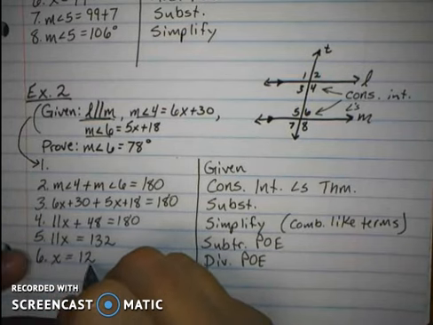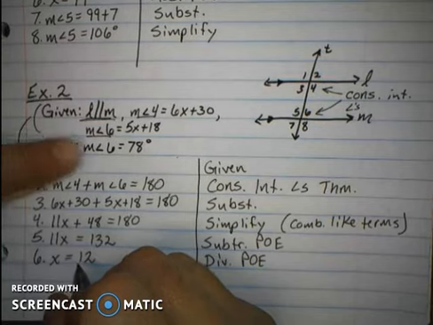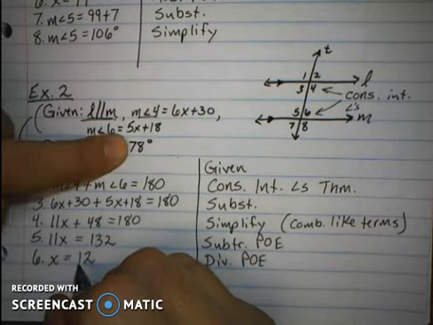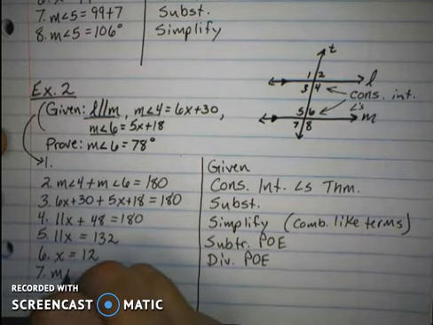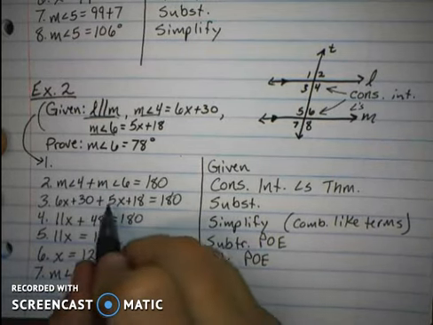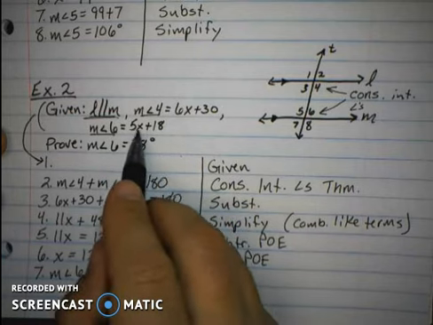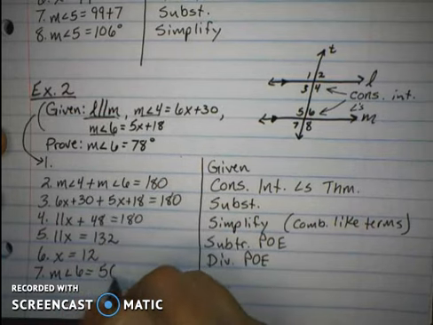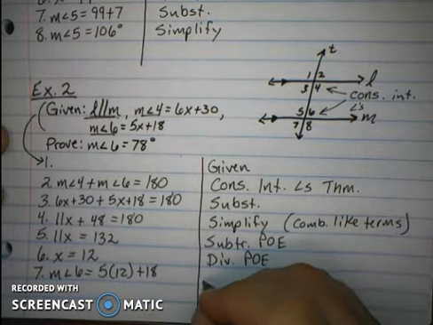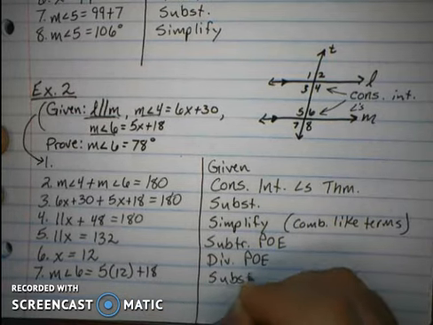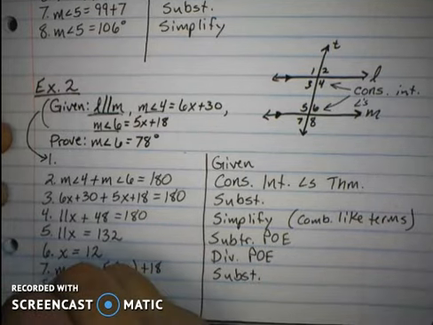Okay, again, that is not where we stop. We have to go back and plug it in to show that the measure of angle 6 is 78. So our next step is to express the measure of angle 6. But instead of 5x plus 18, we can write 5 times 12 plus 18. Again, we just substituted an equal value back in.